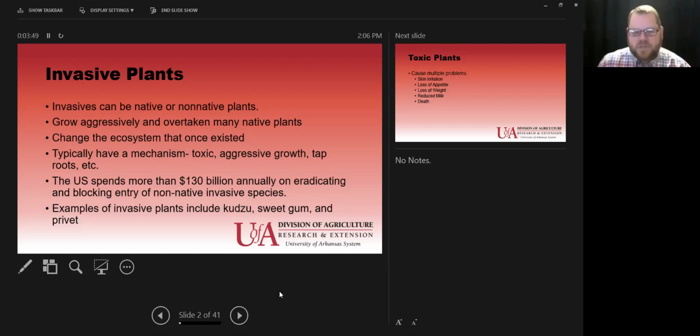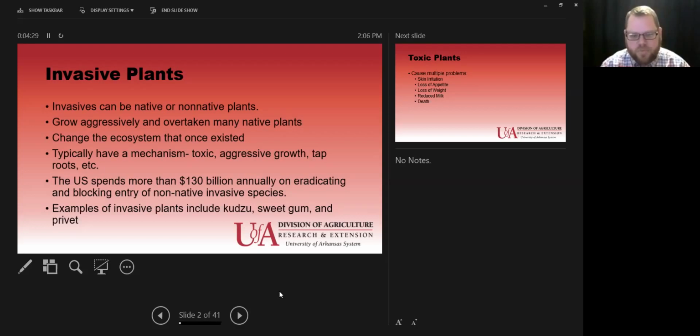In the United States, we spend lots and lots of money on stopping the spread of invasives. We spend more than $130 billion annually on eradicating and blocking the entry of non-native invasive species. So we have a lot of money spent on stopping invasives. But if we were to imagine we didn't take those efforts, the economic impact of invasives taking over agricultural land would be much greater than that $130 billion that we're talking about. So it is a needed thing.